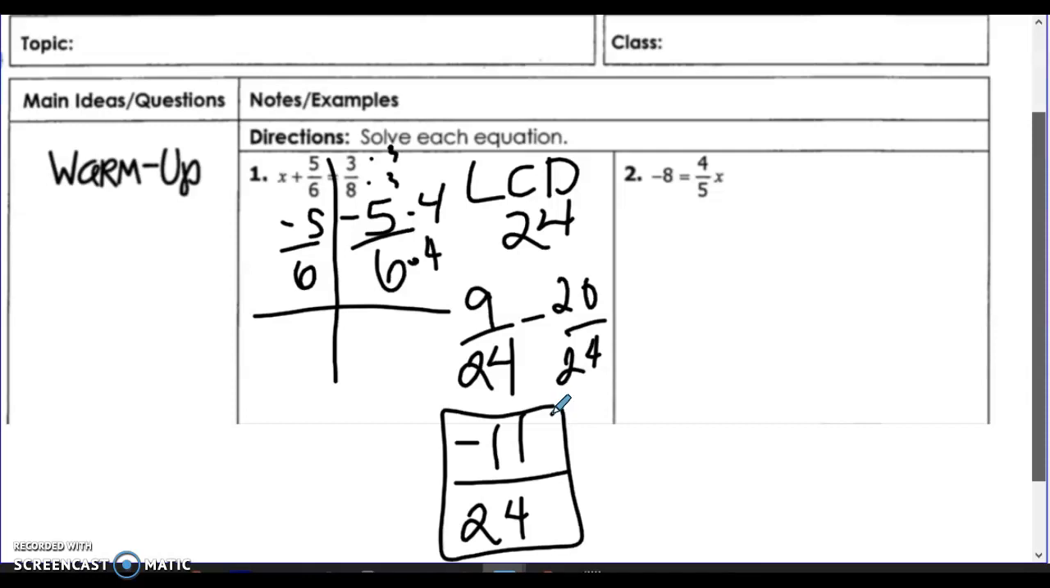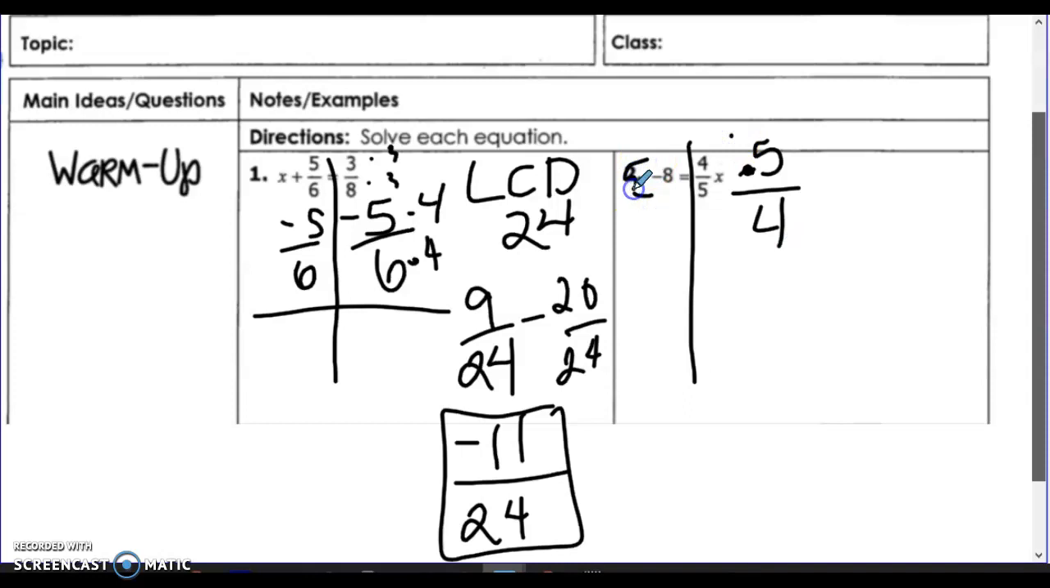All right, the next one, we have negative 8 equals 4/5 x. Well, how do you undo times 4/5? The opposite of multiplication is division, so divide by 4/5. But think back to what you know about fractions. How do you divide by a fraction? You actually multiply by the reciprocal. That's a times sign, which is actually kind of convenient because you're dividing by 4, multiplying by 5 to undo that.